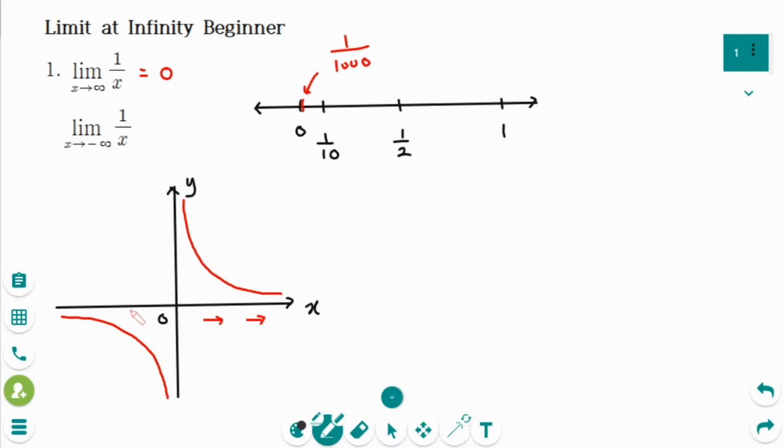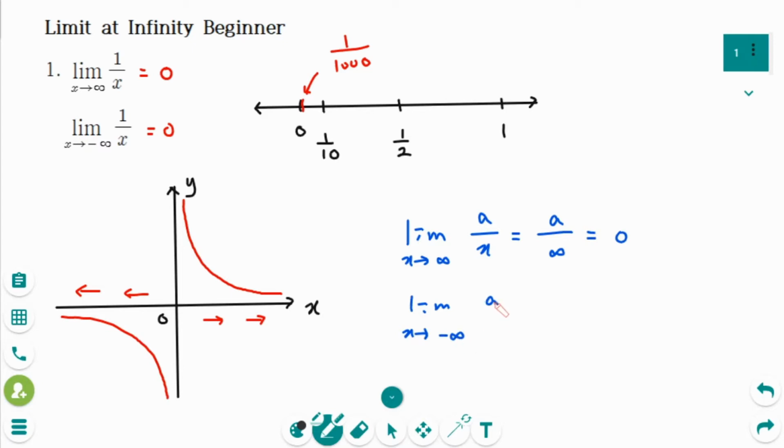The second question used the same technique. So when x is decreasing and decreasing, the y value becomes 0. So this one is also 0. When you see a question like that, limit as x approaches infinity of 1 over x equals 0, and limit as x approaches minus infinity of 1 over x is also equal to 0.